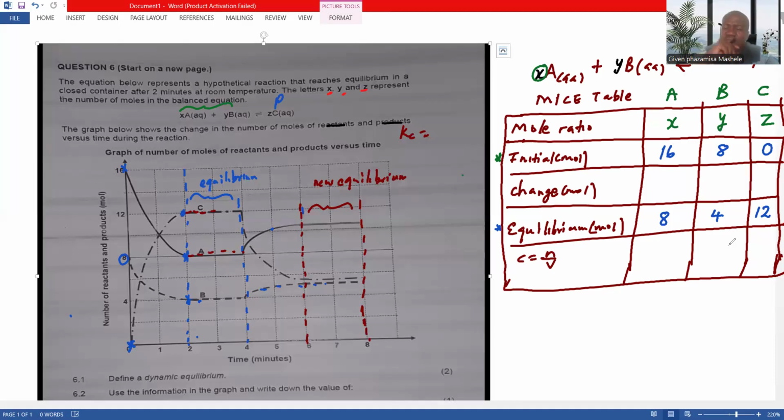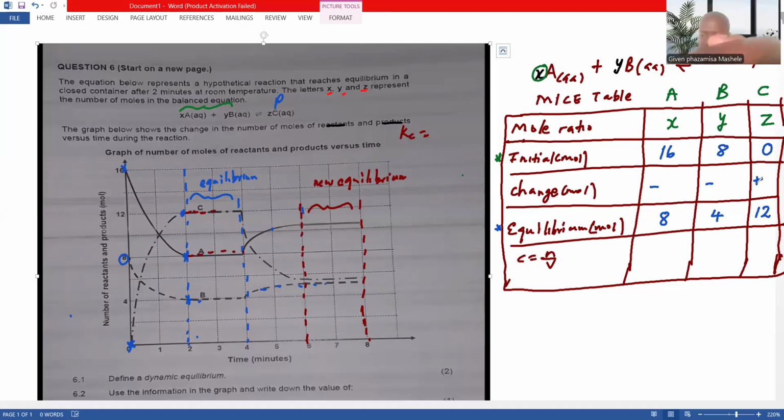And you need to understand something, ladies and gentlemen. Sometimes in the marking guideline, they will not tell you this. You can easily see that the reactants, when they react, get used up. Their moles decrease. That's why under change, for A and B, usually we put a minus, but they don't show this. Whereas C has increased, which means there's a plus here. But sometimes they don't show it in the memorandum. So you need to make sure that the reactants get used up.